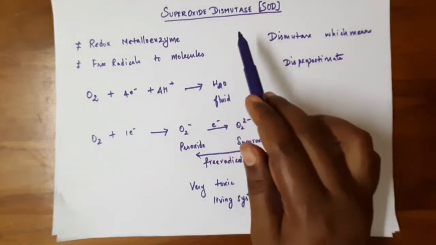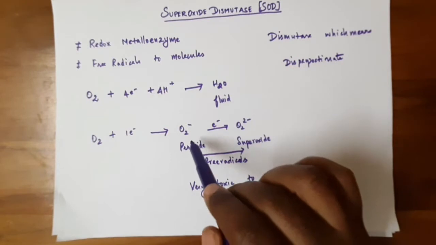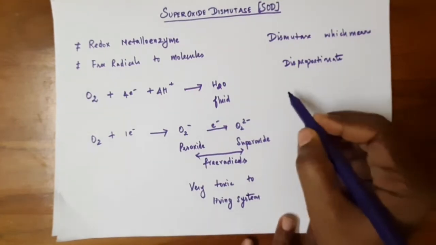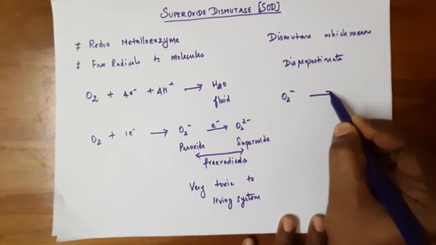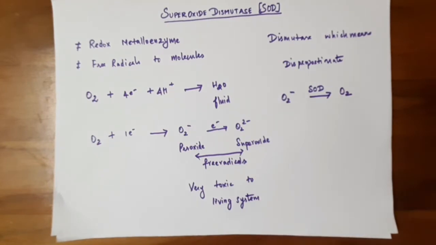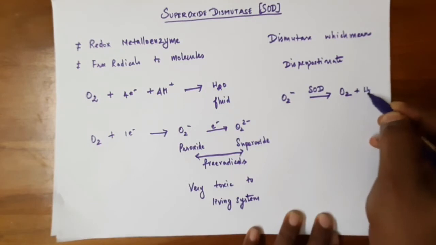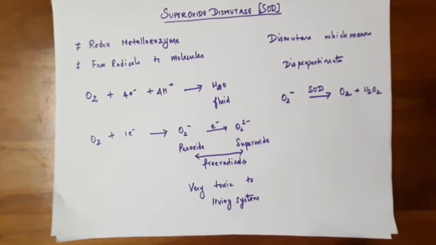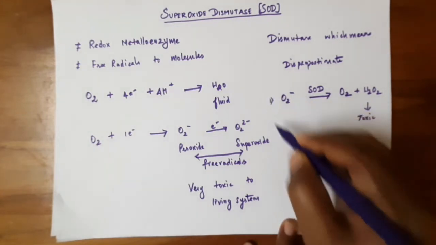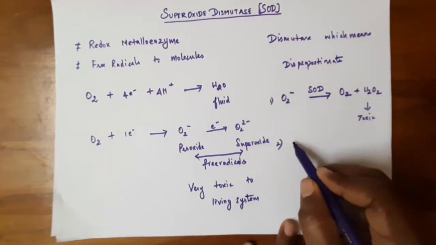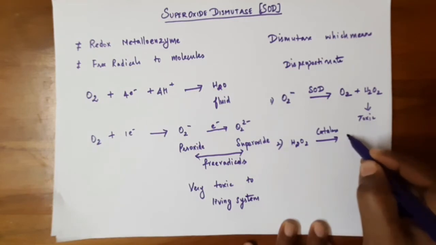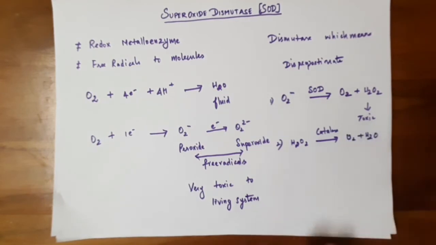Superoxide dismutase plays a very important role in the conversion of peroxide to molecular oxygen and the production of H2O2. This H2O2, hydrogen peroxide, is again toxic, and it is converted by another enzyme called catalase to oxygen plus water.